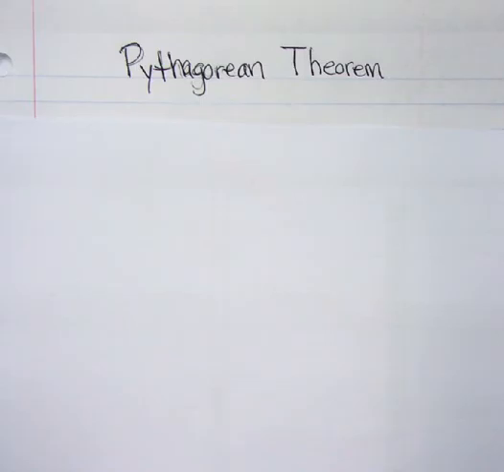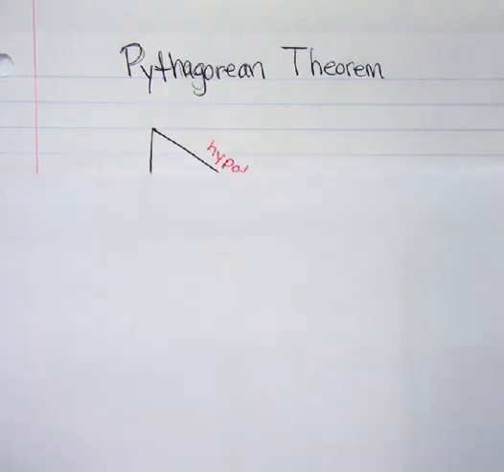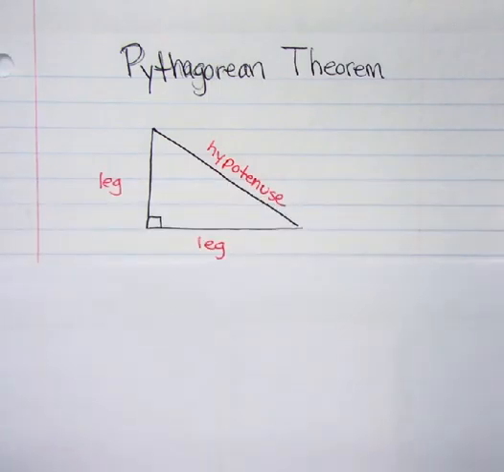We've got the Pythagorean theorem today. I forgot to do an essential question, but we're just going to get straight to it. So Pythagorean theorem, kind of tough to say sometimes. It all has to do with right triangles, okay? So this is just a focus on right triangles only.